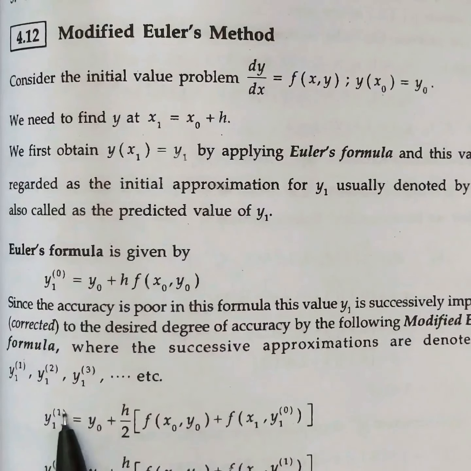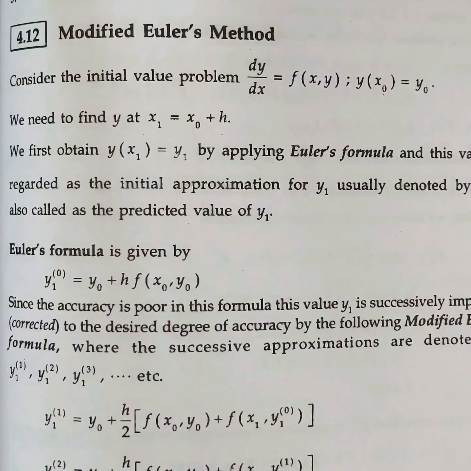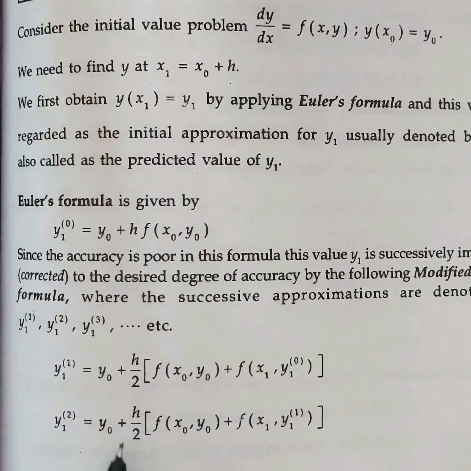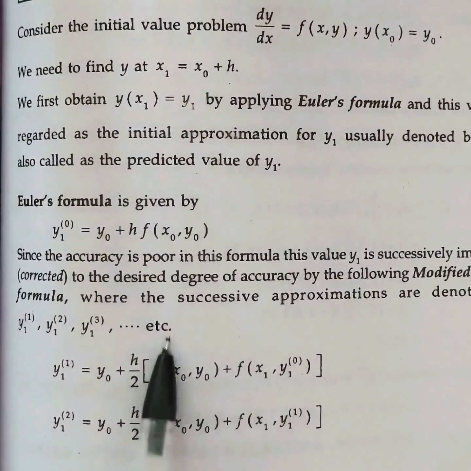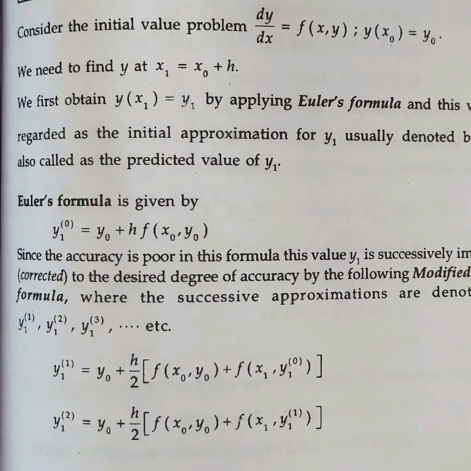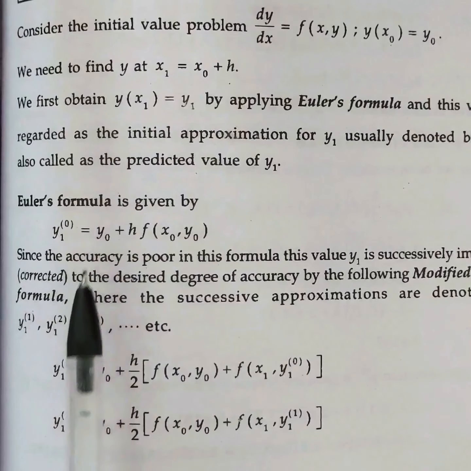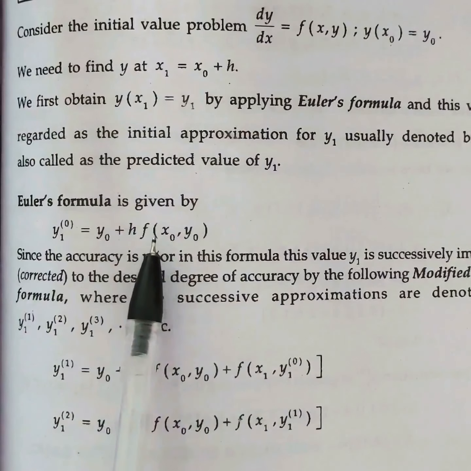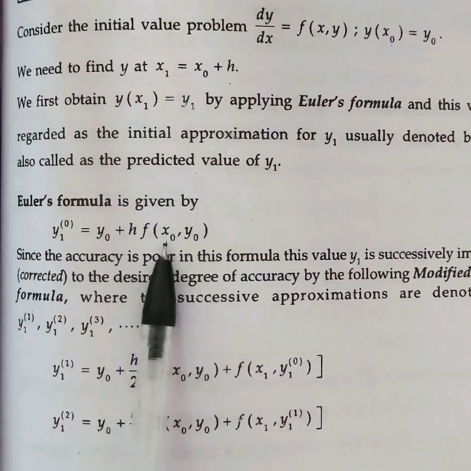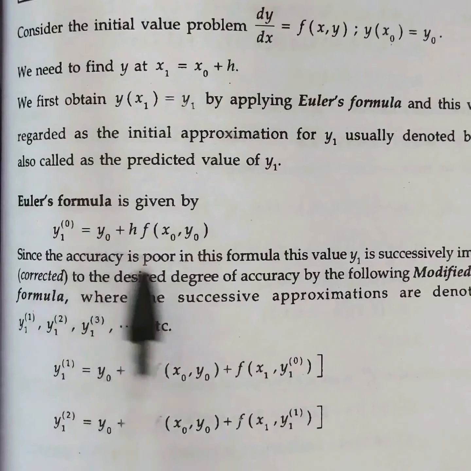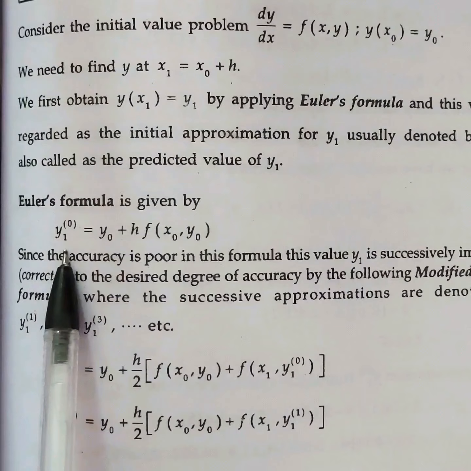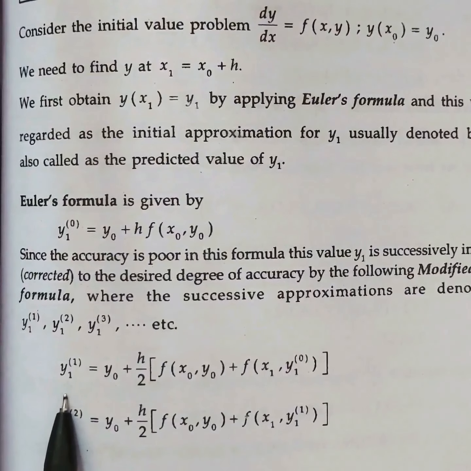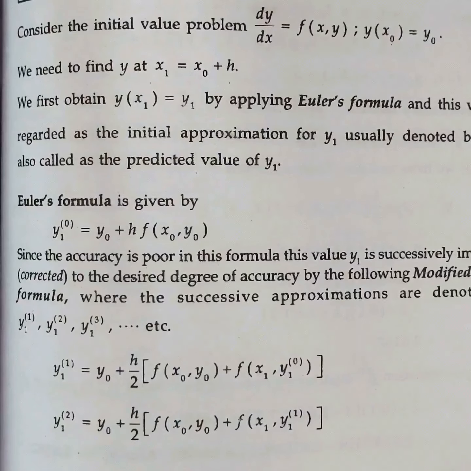Once you got y1 of 1, the first approximation is over. We can even fine tune it by finding the second approximation, that is y1 of 2 is equal to y naught plus h by 2 into f of x naught y naught plus f of x1 y1 of 1, your previous value. Here, checking we should not do at the end. Each and every line you have to do the checking, because if you have done any silly mistake in the first step, that will keep on coming till the end and you have to completely redo the entire process because of those silly mistakes. So first check y1 of 0 and then go for y1 of 1. Then check the answer, then go for y1 of 2.